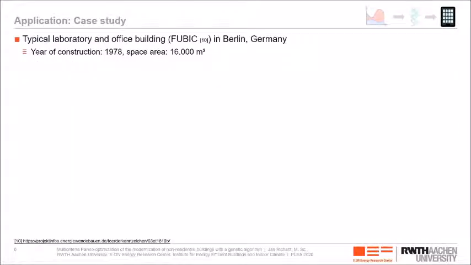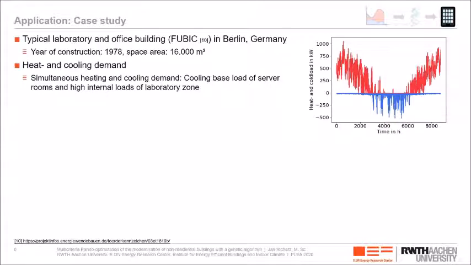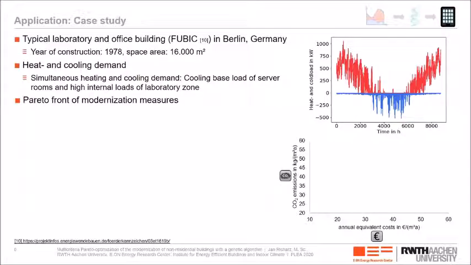The presented method is applied on a laboratory and office building in Berlin. Here we see the heat and cold demand with simultaneous heating and cooling over the whole year due to server rooms and high internal loads of the laboratory zone. In the shown Pareto frontier, we see the two objective functions on the axis, and each of the points represents an optimal set of modernization measures.